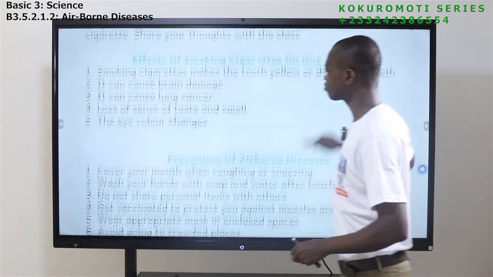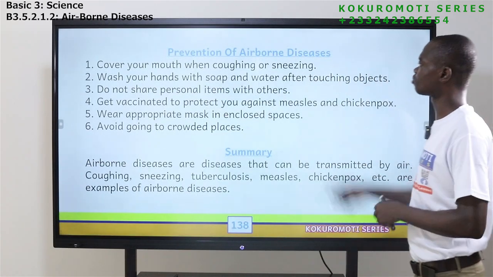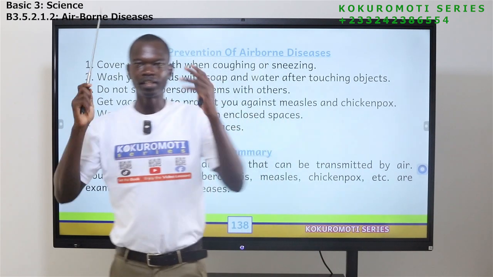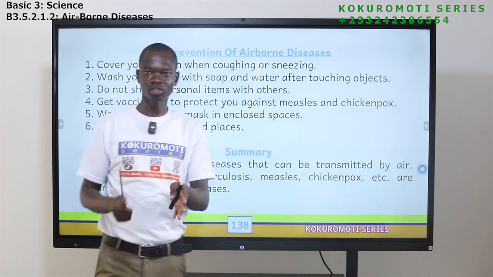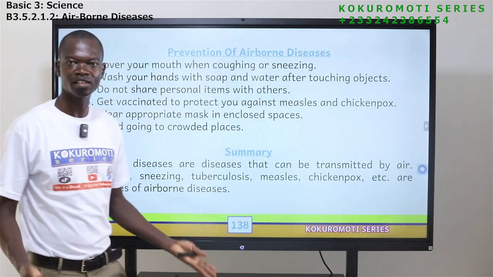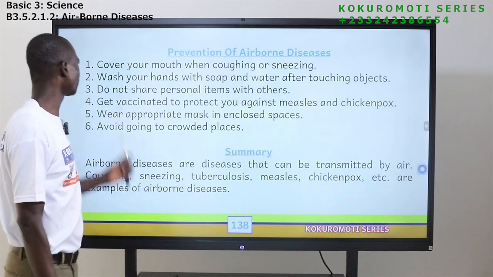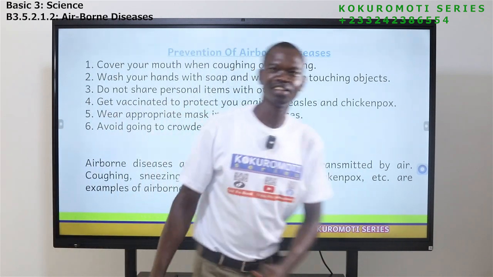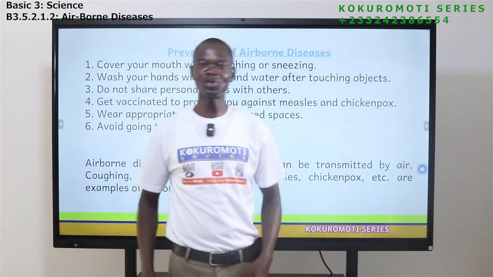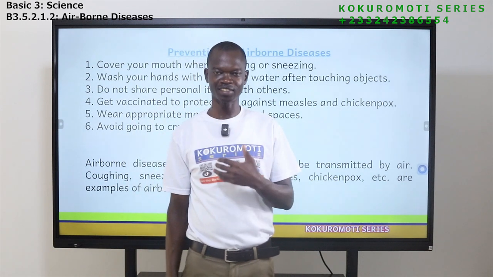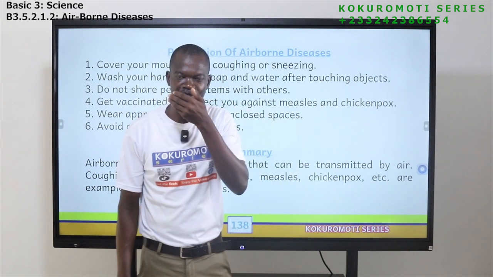Now let's go to the next one, prevention of airborne diseases. This side is important to me. It is important for you to protect yourself. It is also important for me to protect myself so that you will not get infected with airborne diseases. The first one is to cover your mouth when coughing or sneezing. Please, do you have a handkerchief? Show me your handkerchief.